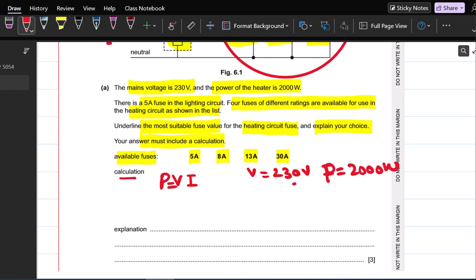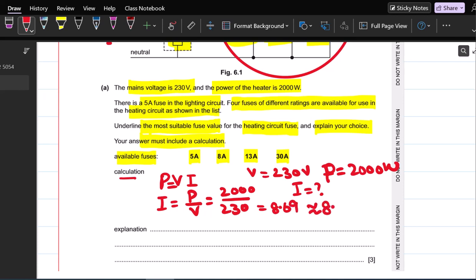I can find current. So I is equal to P divided by V. So 2000 watt divided by 230. If you divide this, you will be getting the current. 2000 divided by 230, I am getting 8.69. I can take approximately 8.7 ampere. So this is the calculation.